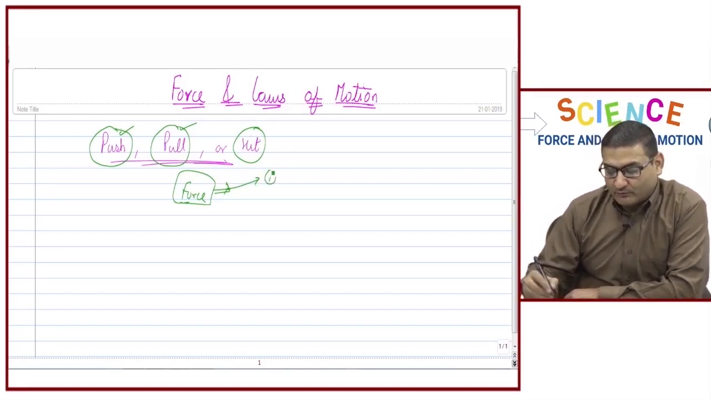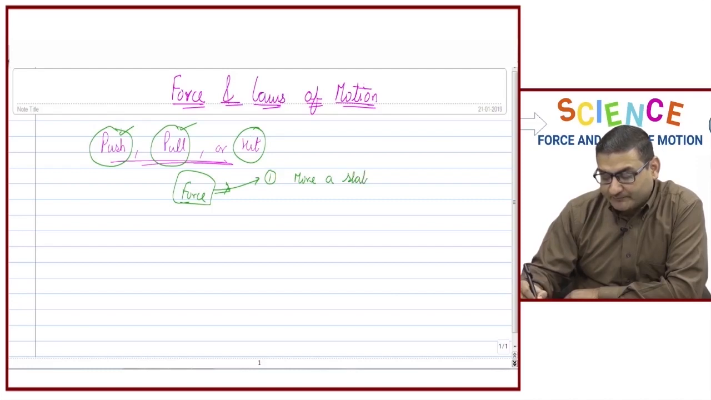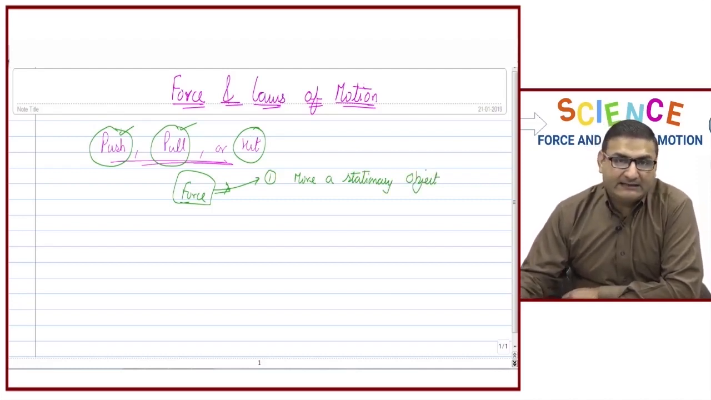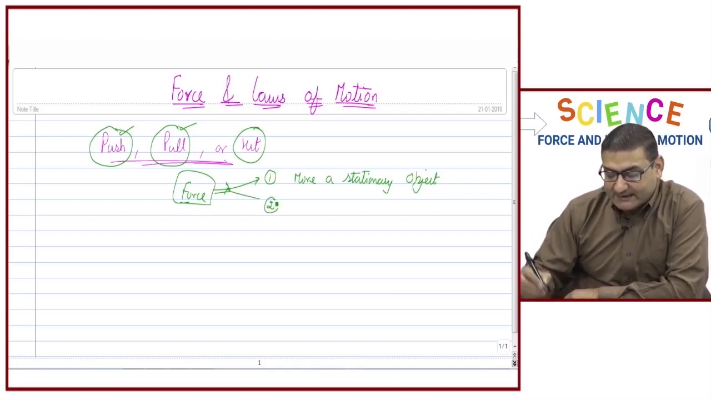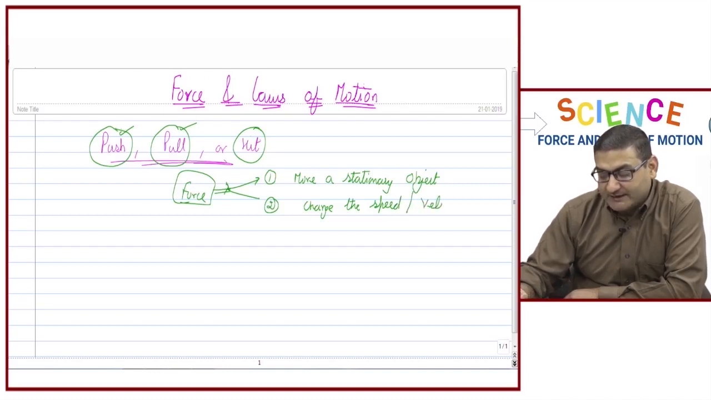The first impact of force is that force can move a stationary object. This is the first effect of force, that if a body is in a state of rest, by applying this force, it can come in motion. Second thing, it can change the speed or velocity of the object.